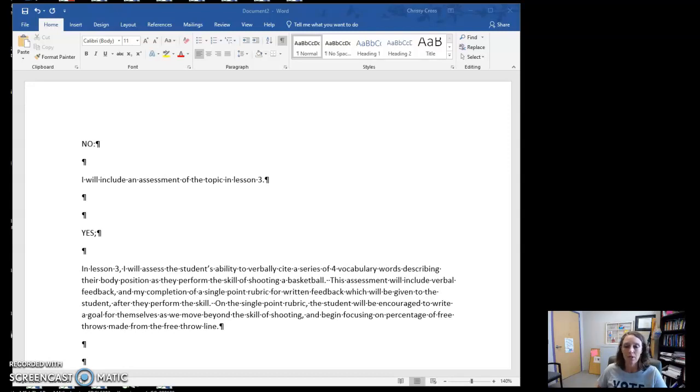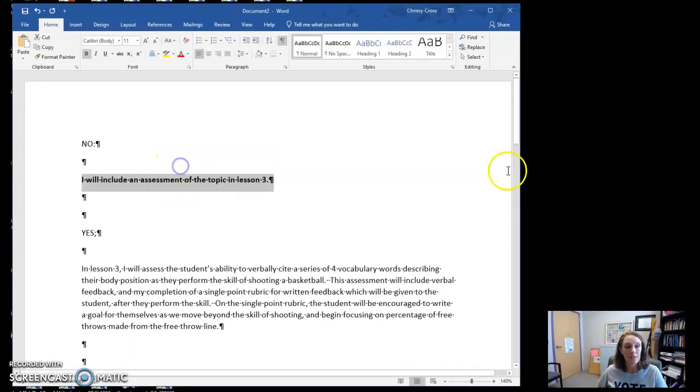So for example, one of the things that y'all have to do in the narrative is be specific. Be specific. Some of you are writing things like this: "I will include an assessment of the topic in lesson 3." No, you cannot just say that. Number one, this doesn't talk about what kind of assessment it is. It doesn't talk about what you're actually assessing, and those are things that are critical to the commentary.